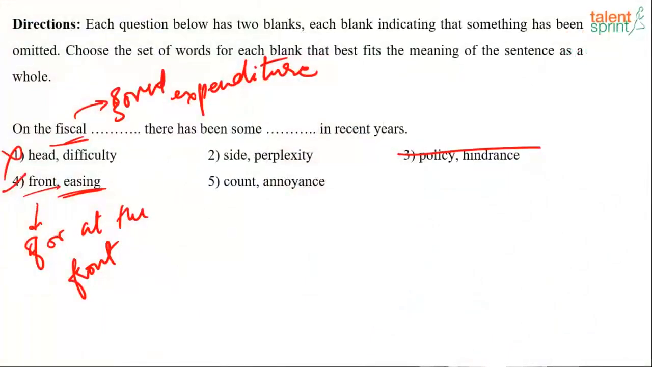Why not fiscal policy? Because the next word is there has been some hindrance in recent years. Policies cannot have hindrance. Again, not the very good use of it. Why not policy, ma'am? I understand that whenever people hear fiscal, as soon as the word fiscal comes into picture, they think the next word should be policy. But you should also look at the next word. We cannot talk about fiscal policy, the policy itself cannot have a lot of hindrance. Alright, so moving on to the next question.